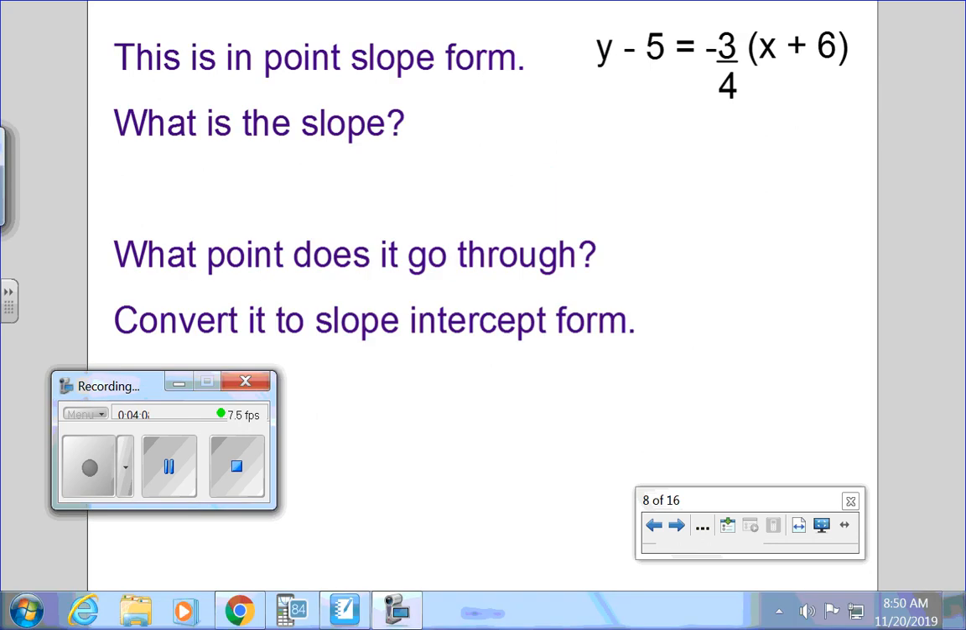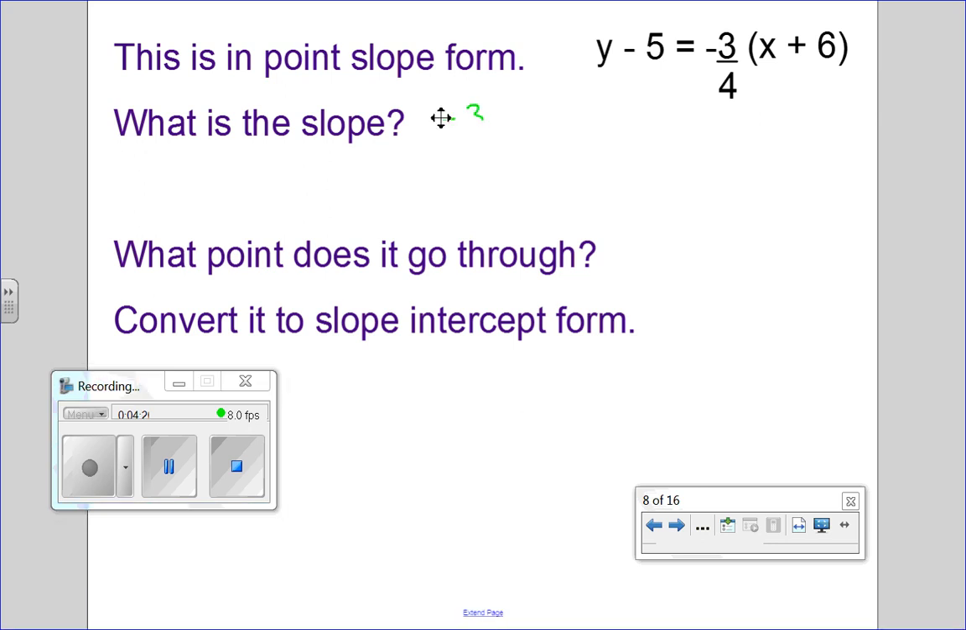It says that this is in point-slope form. This is the equation we're taking a peek at right now. This is in point-slope form. What's the slope? -3/4. Good observation. What point does it go through? Ooh, that's tricky. 6, -5. No, -6, 5. Yeah, that was hard to come up with.